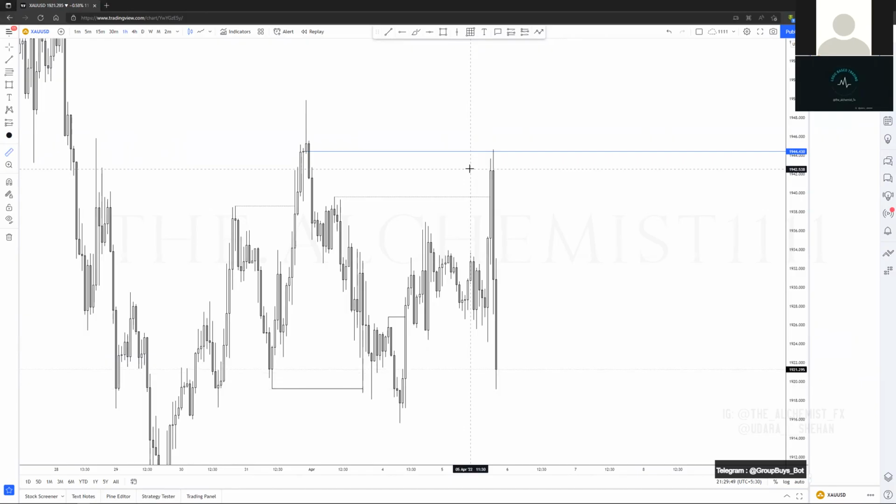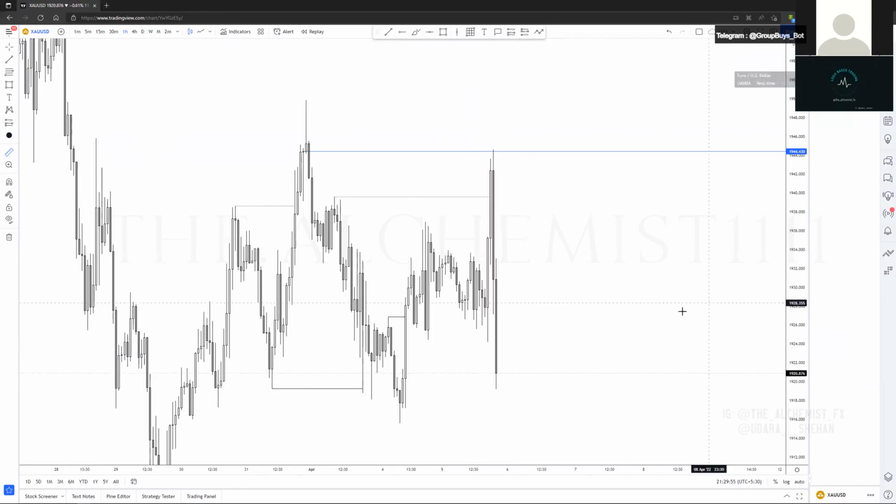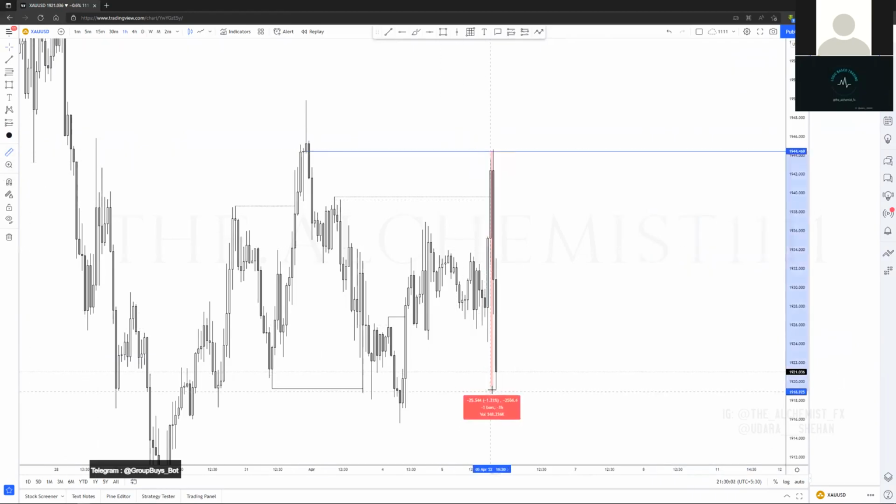You trade only gold and GU? Yeah, I trade only gold and GU. Just one or two pairs are more than enough, because you don't have to take every one of these pairs and then just mess up your mind. Just one or two pairs is more than enough.